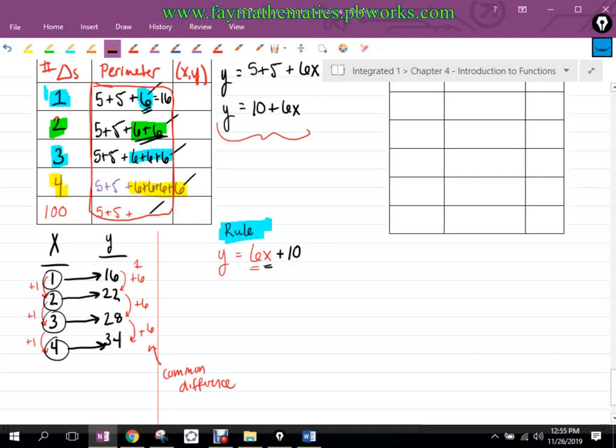Does that make sense? Now that I've got that, I think that's my rule. I'm going to see if that works for 2. If I plug 2 in, what's 6 times 2? 12. If I add 10 to 12, does that get me to 22? Yes. Put 3 in. What's 6 times 3? 18. Add 10 to it. Does it get me to 28? If I choose 4, 6 times 4 is 24, add 10 to it. They give me a 34. Does that kind of make sense of how you can do that?